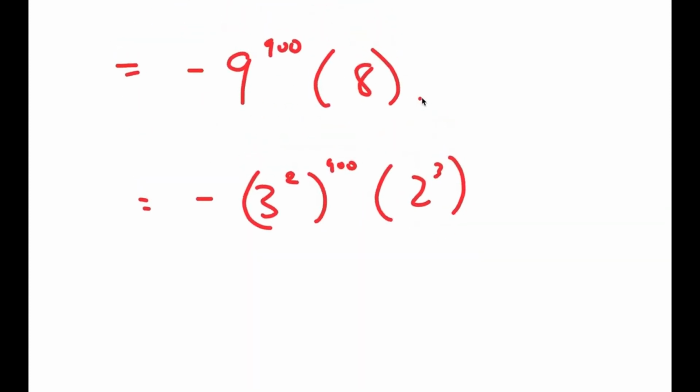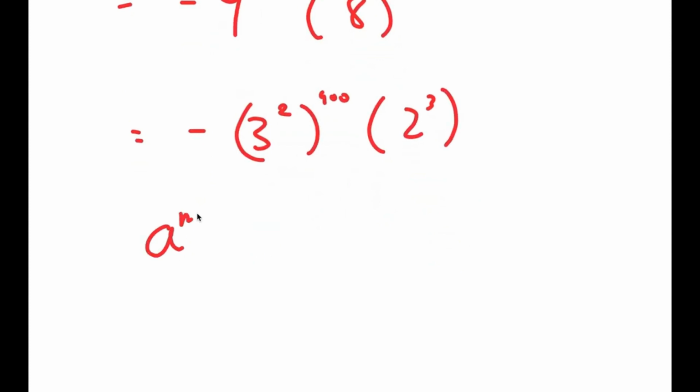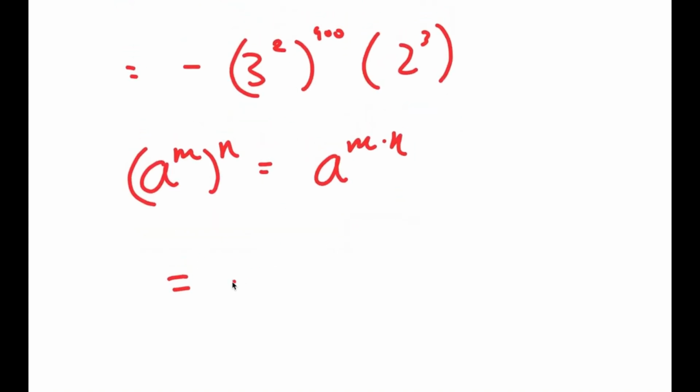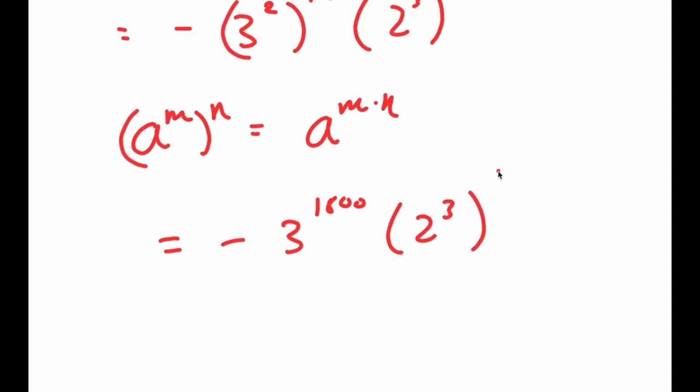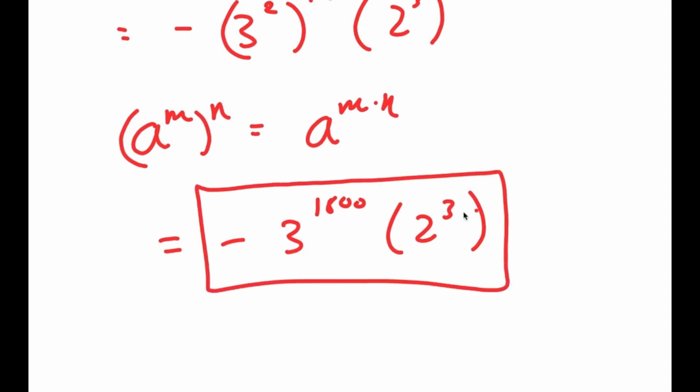We're simplifying these terms as much as possible. So I'm going to use a quick exponential property that states that a to the power of m to the power of n is equal to a to the power of m times n, on 3 to the power of 2 to the power of 900. So I get negative 3 to the power of 1800 times 2 to the power of 3. So this is my final solution to this equation.